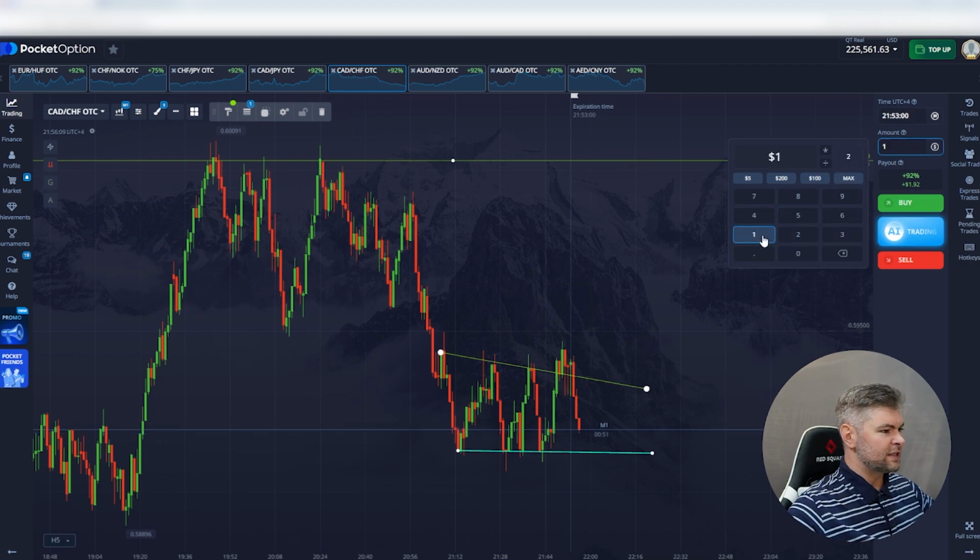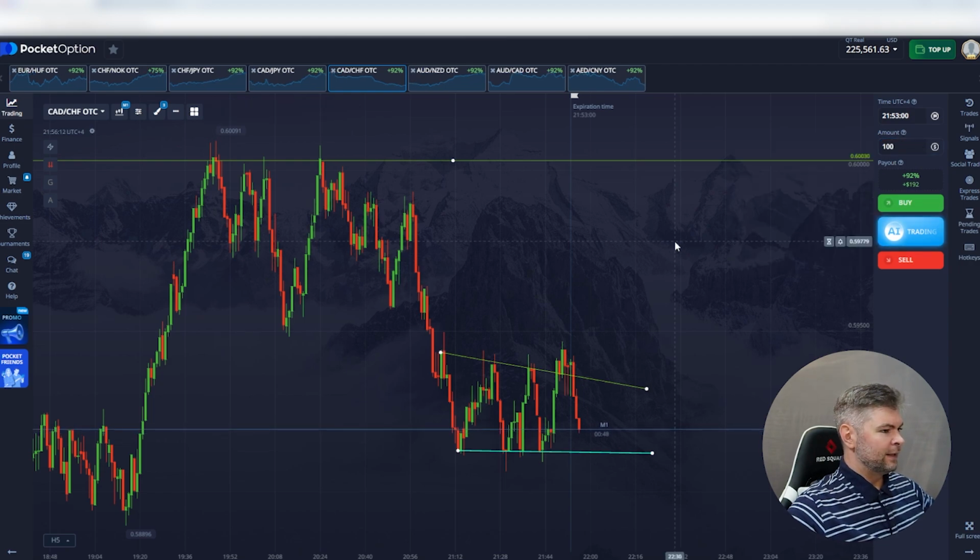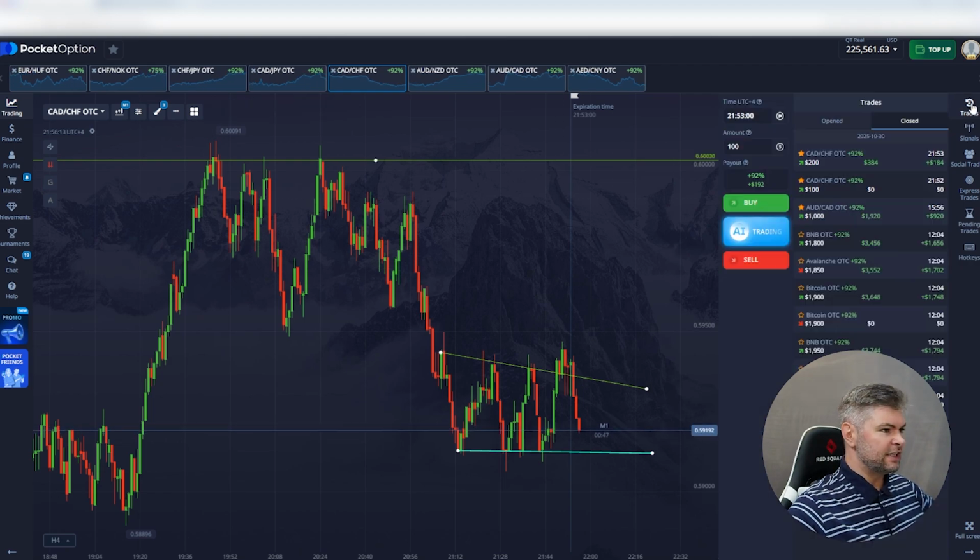Let's start with something a little bit more conservative. You can actually see that I did open for a $100 position right here where it broke through, and I didn't make it, but on the next candle right here, I did open for a 200. It did go in the money. As you can see, I lost $100 here, but I made $184 here.